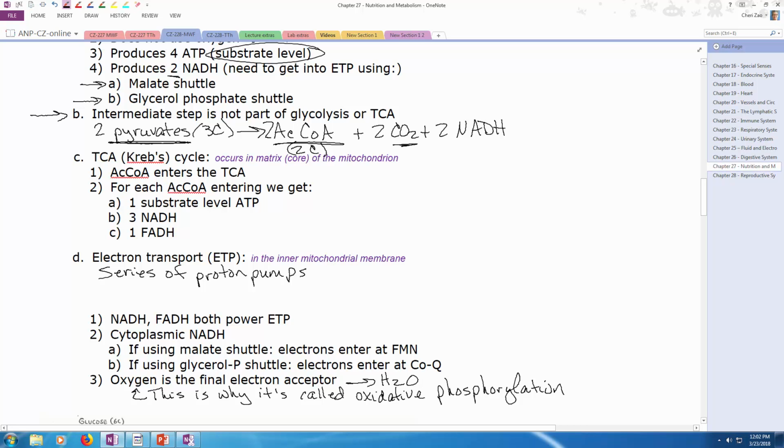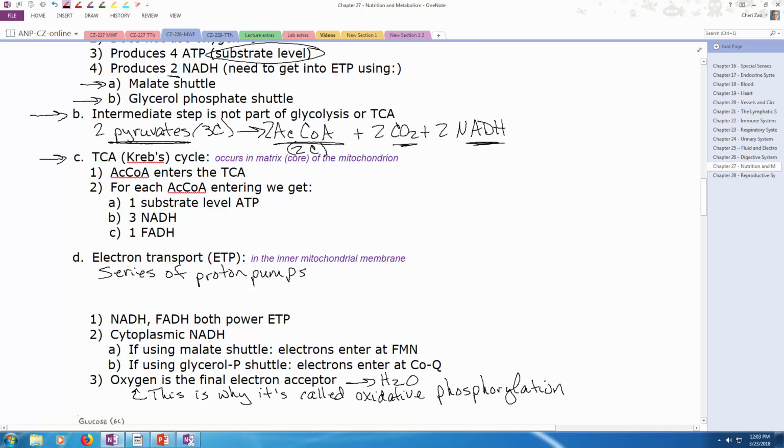And also, whenever we do this process where we generate carbon dioxide, we will also generate NADH. NADH and FADH2 are 2 very important molecules because they are carrying the products that we need to put into the electron transport process, which is the last thing that we'll talk about here.